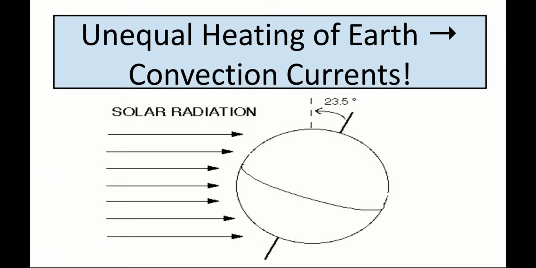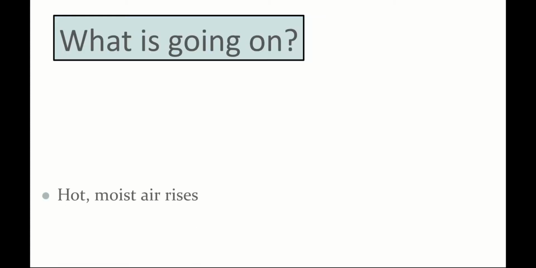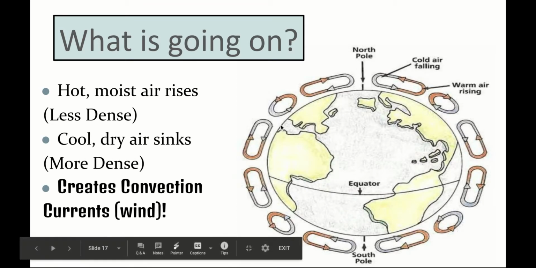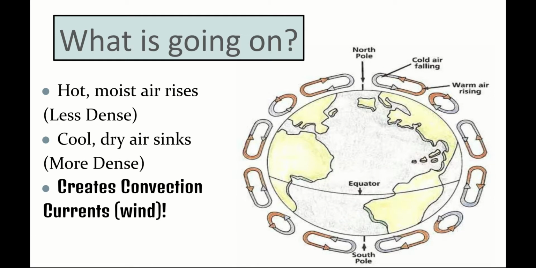So if you look at this image here, look at the solar radiation coming in and heating the Earth's surface. There's unequal heating going on. And whenever you have unequal heating, you're going to have the creation of convection currents, because some places are going to be hotter, so air is going to rise faster, and some areas are going to be cooler and air will not be rising as fast. So we create these little convection currents all around the Earth's surface. And those convection currents in air are ultimately what we call wind.